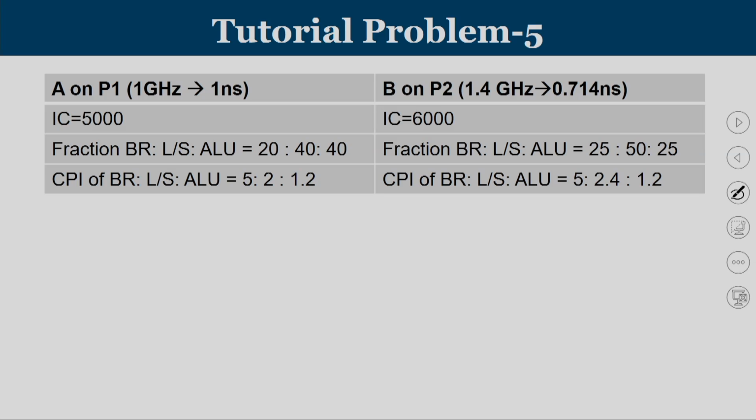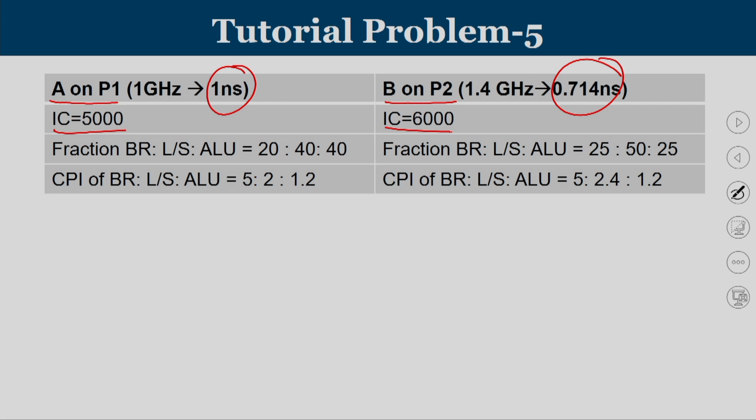Let us try to summarize the data that is given. A is running on P1, and P1 is a 1 gigahertz processor, so the clock cycle time is 1 nanosecond. B is running on P2, which is 1.4 gigahertz, so it is 1 divided by 1.4, which is 0.714 nanosecond. Program A has 5000 instructions, whereas program B has 6000 instructions. The instruction count is different.